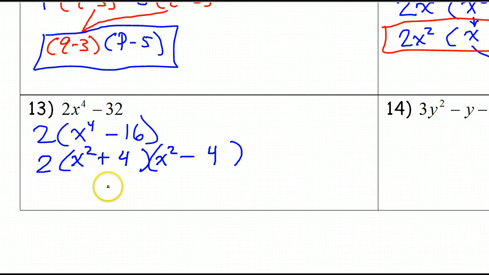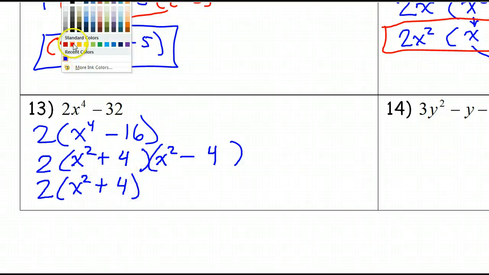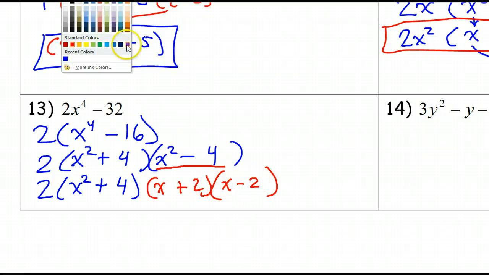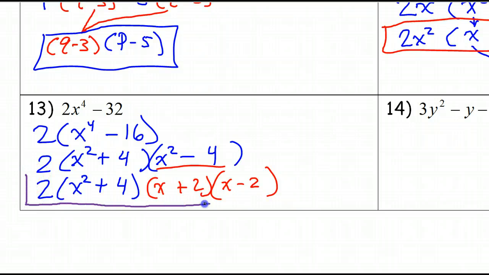Anything else? Yeah, this one can go more, because this is the difference of two squares. Okay, so I'm going to keep this part. 2x squared plus 4. That part stays. This part can factor further. Okay, doing this right here, because this is the difference of two squares again. So this will be x plus 2, x minus 2. Okay, so this will be the answer.